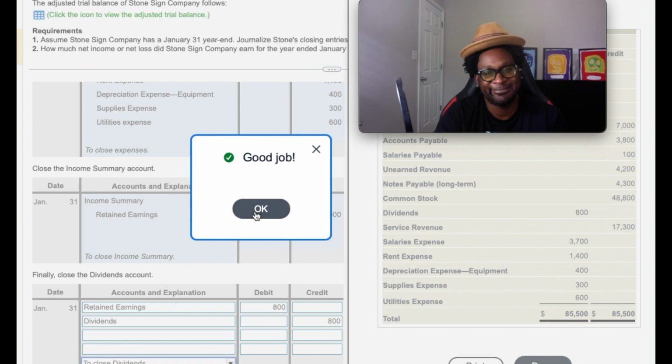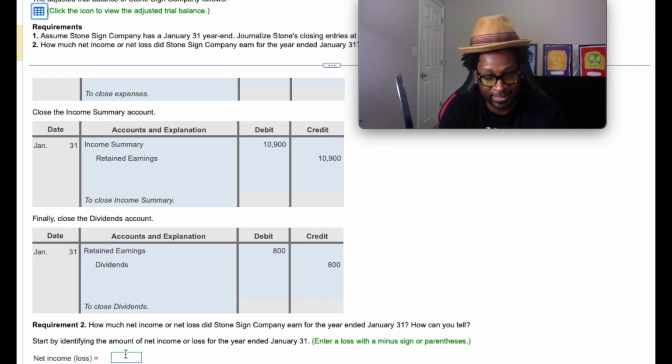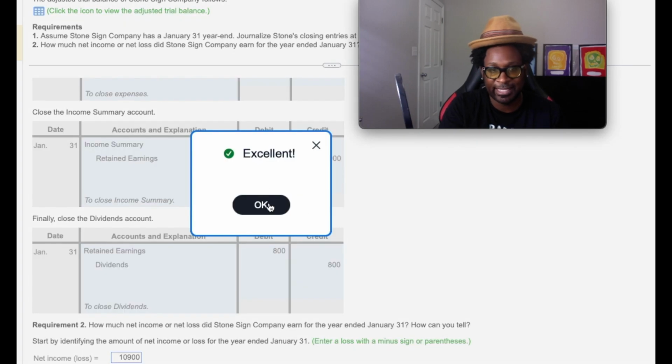Good job, gang. Next, requirement 2 wants to know how much net income or loss did Stone Sign Company earn for the period. And how can you tell? Easy breezy, gang. Step 3 of the closing process has already revealed that we have a net income of $10,900. How do we know? Because our revenues exceeded our expenses. Therefore, we're going to just throw that number in there. Check our answer. Excellent job.